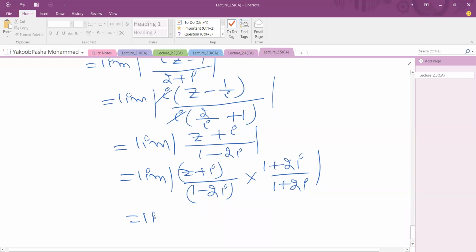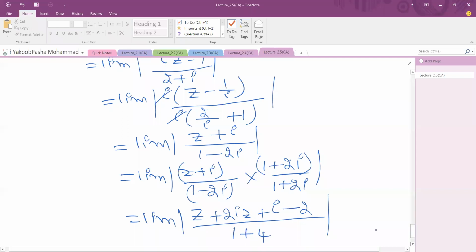So this is equal to limit. Now multiply these two terms. First z into 1, z plus I into 2I into z, 2I into z plus I into 1, I, 2I into I, that is minus I square means minus 1, that is minus 2. The denominator is 1 minus 2I, 1 plus 2I, that is 1 plus 4.